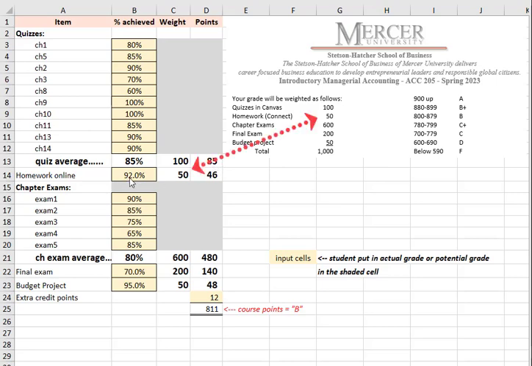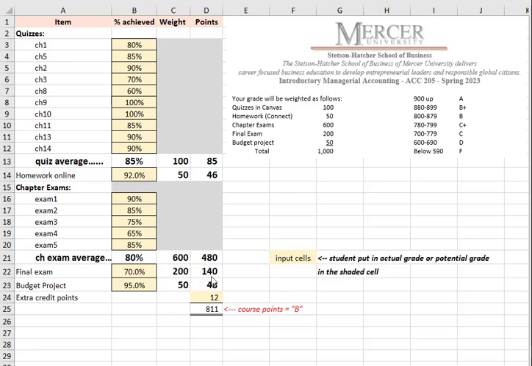Your online homework, let's say it's 92, that's 50 of the 1,000 points, so you'd have 46, the 92% of 50. And then your chapter exams, that average is times 600. So in this case, should exam 5 be that? That's a forecast, but you'd be getting 480 points from that category.